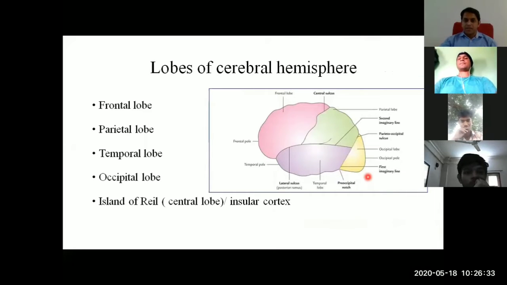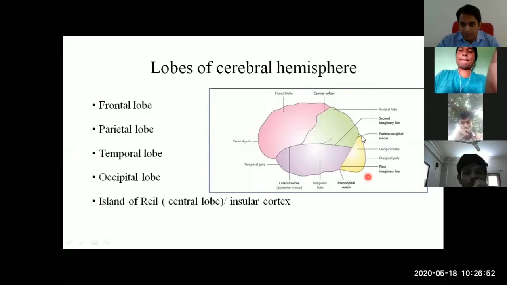Okay, now knowing these major sulci, we have to divide the cerebral hemisphere into the lobes. The major sulci here, we know the central sulcus, the lateral sulcus here, and the parieto-occipital sulcus. Draw an imaginary line running from this parieto-occipital sulcus to the preoccipital notch. You can see here there is one notch called the preoccipital notch. Draw one more imaginary line joining the first imaginary line. So this way we have the cerebrum divided into four lobes.